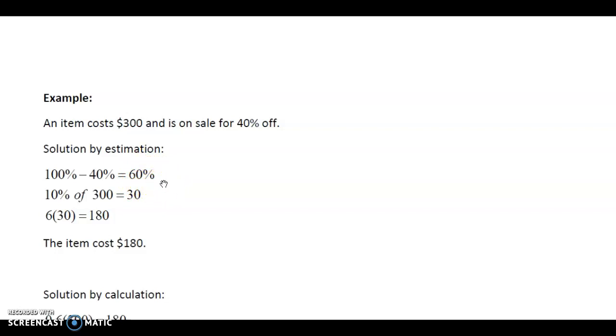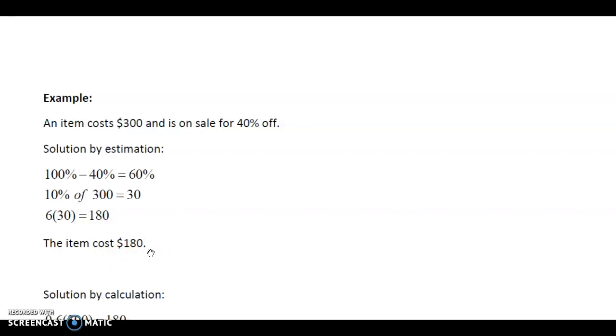Now, if I had to do this by estimation, I would think maybe 10% of 300 by moving my decimal point one place to the left. 10% of 300 is 30, but since I want 60%, I can multiply that value by 6 to get 180. And that's how much I'm paying. I already did the subtraction before, so I don't need to do it again. So I'm paying $180 for the cost of that item.